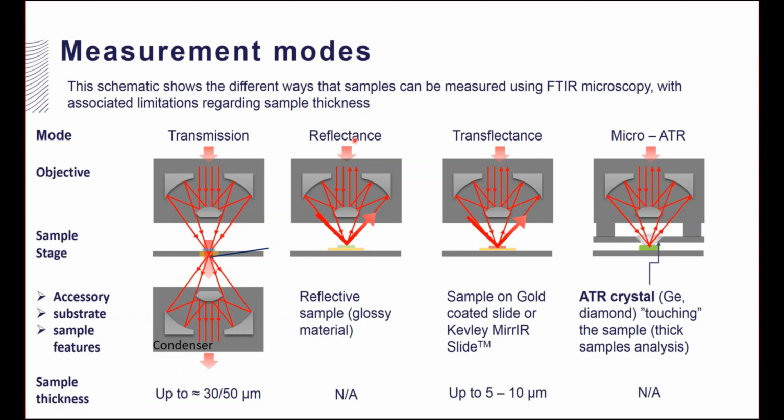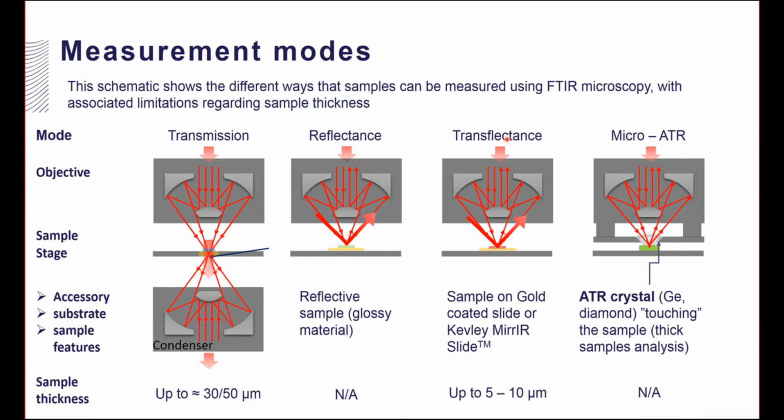If we work in reflectance, we will send our infrared beam onto a reflective sample, a glossy material, for example, and then recollect the partially absorbed infrared light through the same objective, which will then send the infrared beam to the detector. In this case, we don't have a limitation in the thickness of the sample, but we need reflective samples, for example, a glossy material or a paint or a varnish.